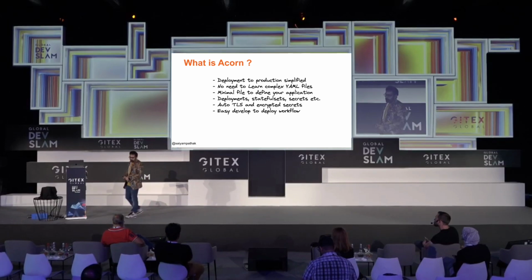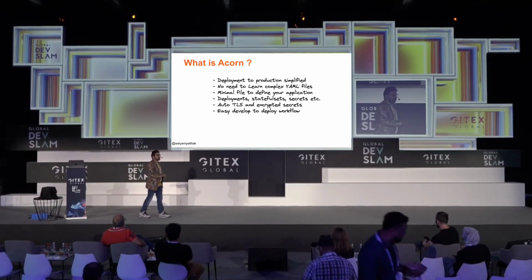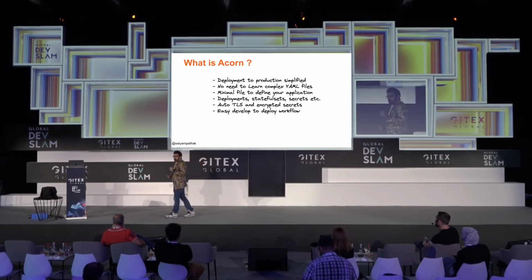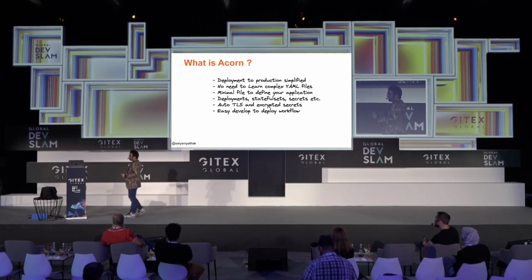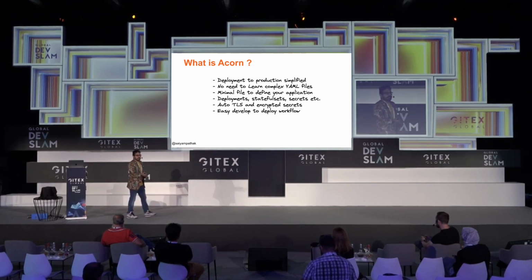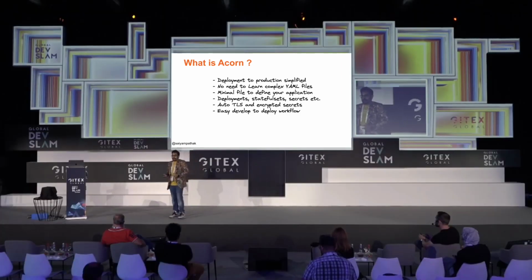This is the Econ file. An Econ file can deploy everything from stateless to stateful applications with full support. Auto TLS and encrypted secrets, which was just released in Econ 0.3, is a very powerful feature. So you get HTTPS out of the box for your deployed application, which is amazing. And you can encrypt the secrets and then use them inside your application at runtime.